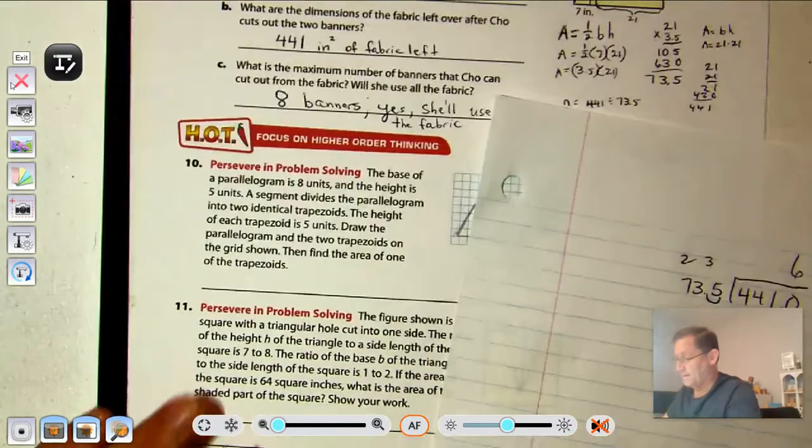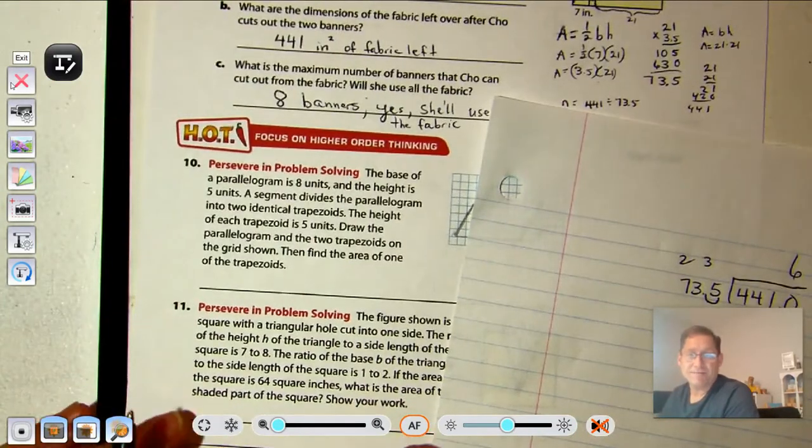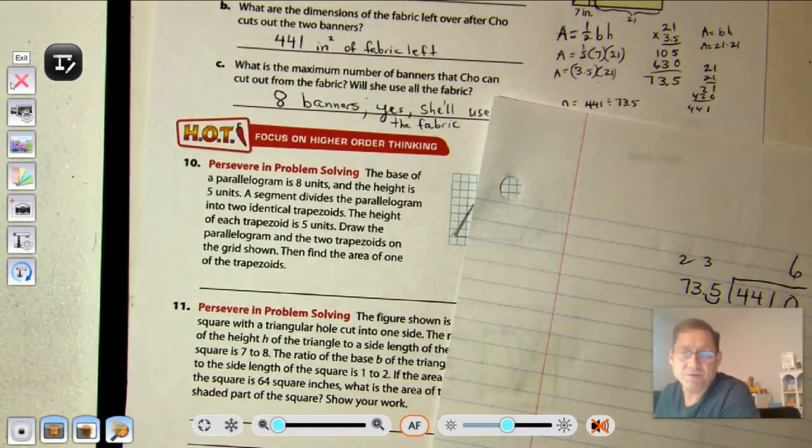Okay. Now, the base of a parallelogram is 8 units and the height is 5 units. So the area of the parallelogram is 40 units, right? A segment divides the parallelogram into 2 identical trapezoids. The height of each trapezoid is 5 units. Draw the parallelogram and the 2 trapezoids on the grid shown. Then find the area of one of the trapezoids.